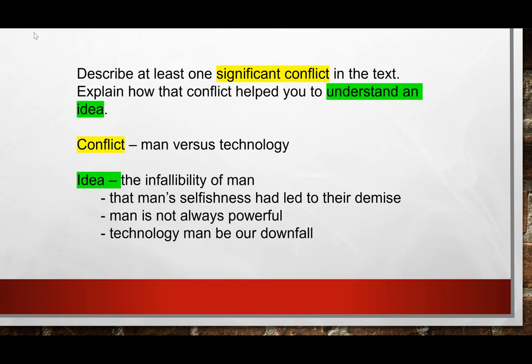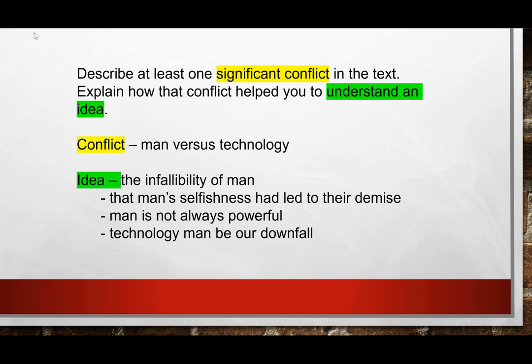So looking at that first question, a significant conflict and an idea. So a significant conflict is man versus technology. An idea is whatever you want it to be. Okay, so that is the best way to think about essay questions, is how can it work with what I understand. So an idea might be the infallibility of man or the fallibility of man. An idea might be man's selfishness has led to their demise. A more simplistic idea, man is not always powerful. That's an idea that you get.